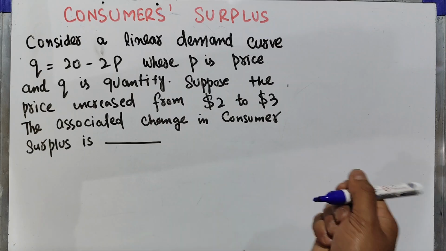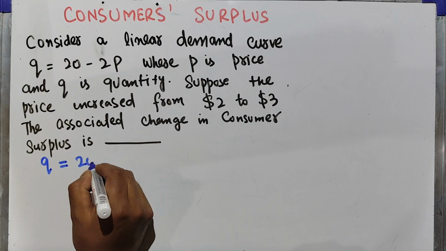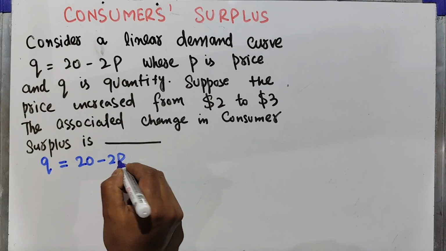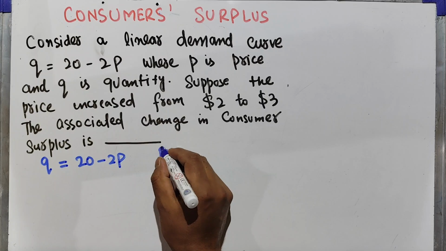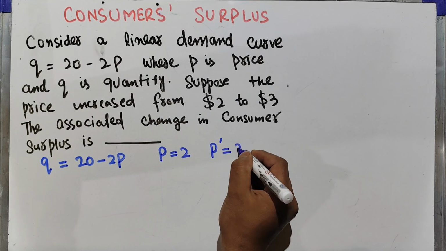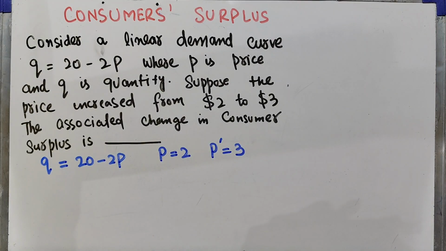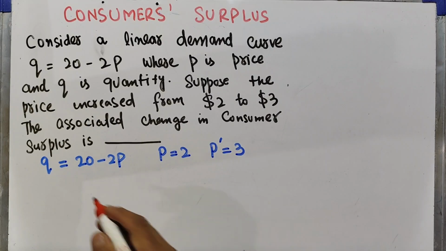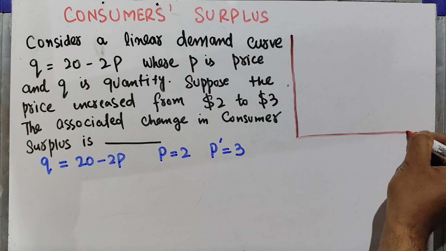Okay, what we have been given is a demand function, that is quantity demanded is equal to 20 minus 2P. This is what we call the consumer's demand function. Also we are being told that initially price was $2, then price is increased to $3, and we need to find out the change in the consumer surplus. So first thing is, let us draw this demand curve on the graph to make things simpler.